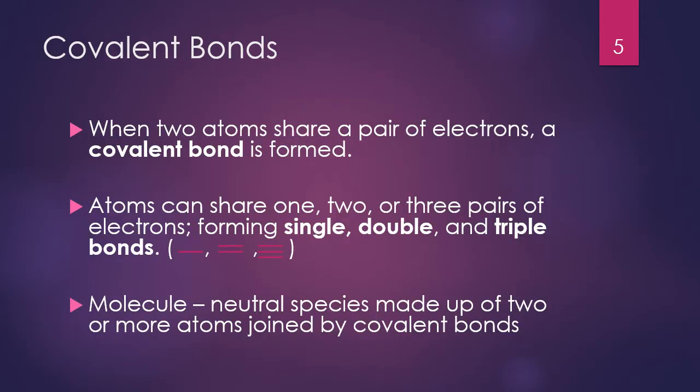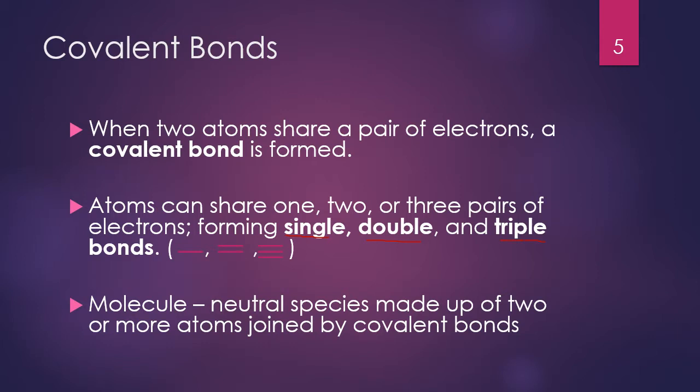We're going to focus on covalent bonds, sharing electrons. Atoms can share 1, 2, or even 3 pairs of electrons. When I say a pair of electrons, that means 2 total electrons. If they're sharing 1 pair, it's a single bond. If they are sharing 2 pairs for a total of 4 electrons, that's a double bond. 3 pairs for a total of 6 electrons, that's a triple bond.